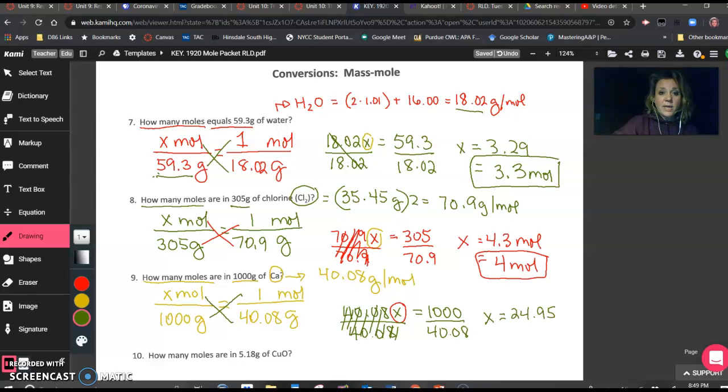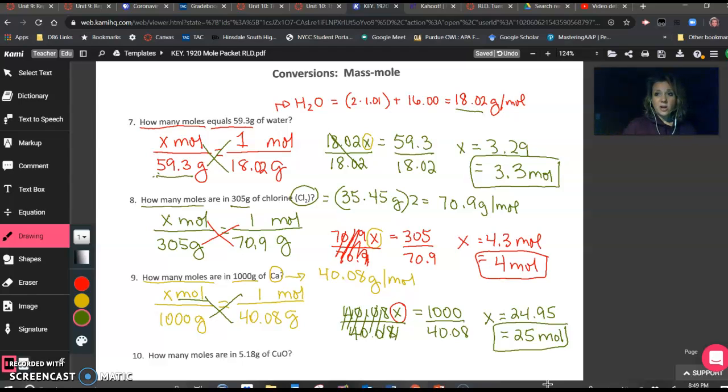24.95. But again, my least precise measurement is 1,000. It doesn't have any numbers after a decimal point. So if you simply round this 24 up to 25, make sure that you put your unit next to your answer. Give me a little box. And now I've got it. And that's your final answer for this problem.